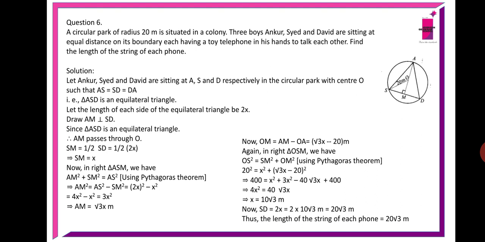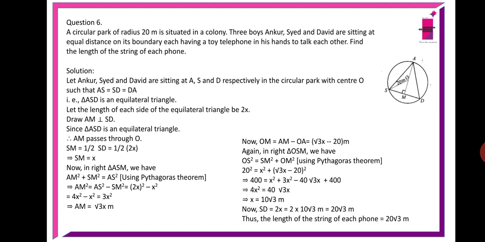Draw AM perpendicular to SD. Since triangle ASD is an equilateral triangle, AM passes through O. So SM equals half SD, that equals half of 2x. So SM equals x. Now in right triangle ASM, we have AM square plus SM square equal to AS square using Pythagoras theorem. Therefore, AM square equals AS square minus SM square, that equals (2x) square minus x square, which gives AM equal to root 3 x meters.